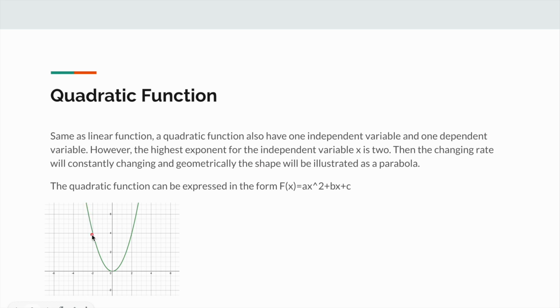As shown below, it's a parabola. If you find the changing rate here, draw a line here, or draw a line here, you could easily see that they have different slopes, which can be further developed in derivatives. And the quadratic function can be expressed in the form f of x equals ax squared plus bx plus c.